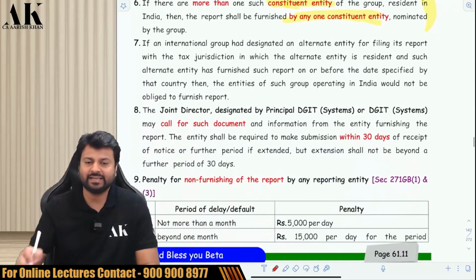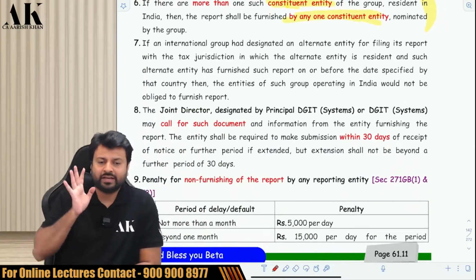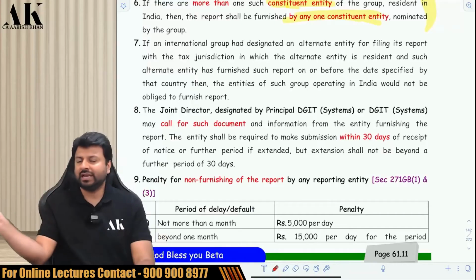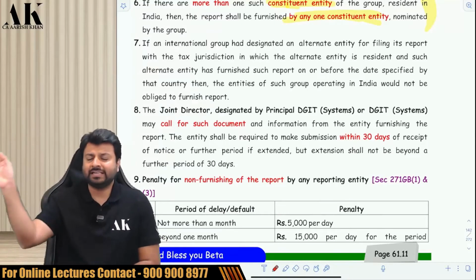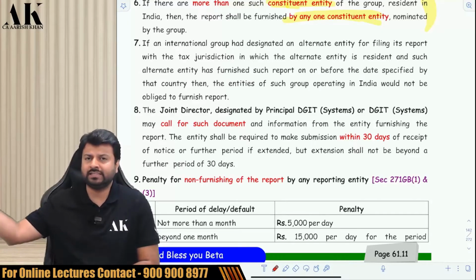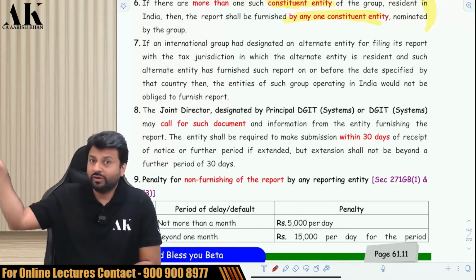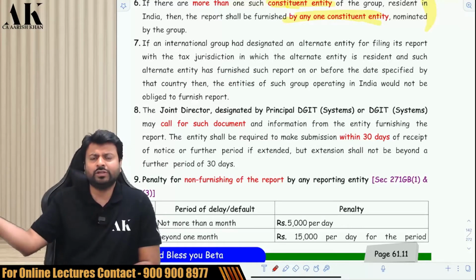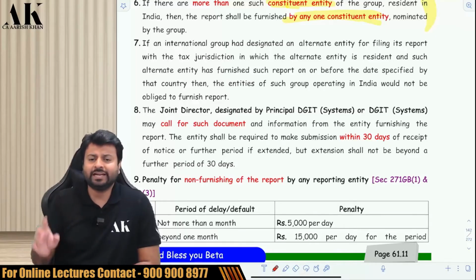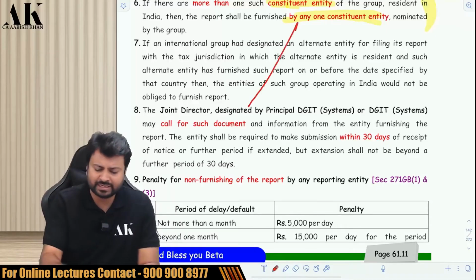Okay. Next. Again, I have to make a triangle of 3 countries. There is Sony Japan and Sony Germany and Sony India. Now suppose Sony Japan has given the responsibility to Sony Germany to file CBCR and said that Sony Germany will be the alternate reporting entity. And Sony Germany is sharing the information with us regularly. Whenever we are asking Sony Germany, they are giving us the information. So in that case, Sony India will not be liable to file CBCR. Check, please.